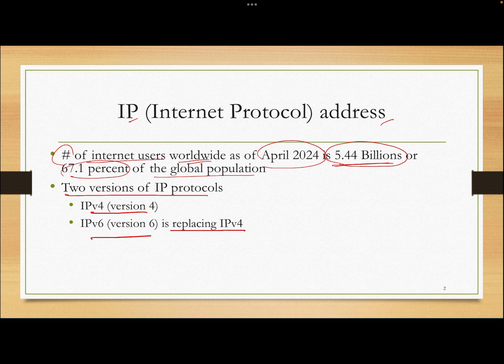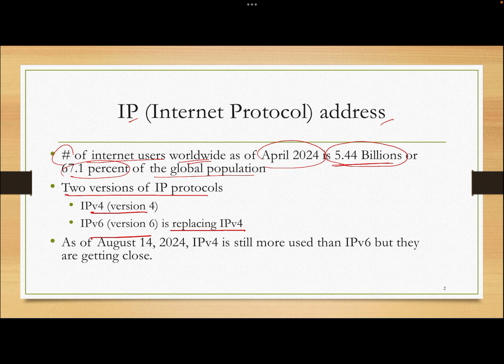So this is the main reason for changing from version 4 to version 6, and they have been trying to change for decades now. But right now, as of August 14, 2024, version 4 is still more used than version 6, although it is getting closer. Version 4 is using like 50 something percent, and version 6 is 40 something percent. So now it's being replaced, but you still have to learn version 4 as it still dominates the internet.